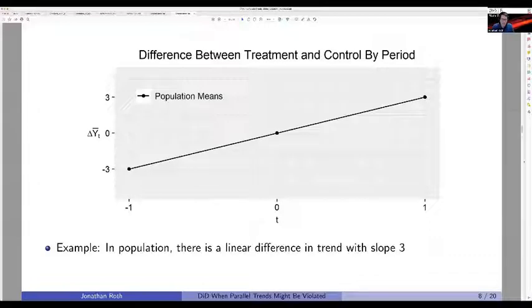So here on the x-axis, I have something that looks a lot like an event study. So I have -1, 0, and 1. On the y-axis, I have the difference between the mean for the treatment and the control group in each period, right? So in period 0, it's 0. In period -1, it's -3. And in period 1, it's 3. So here, basically, the difference between the treatment and control groups is just growing over time. So the treatment group's outcome is growing faster than the control group's outcome.